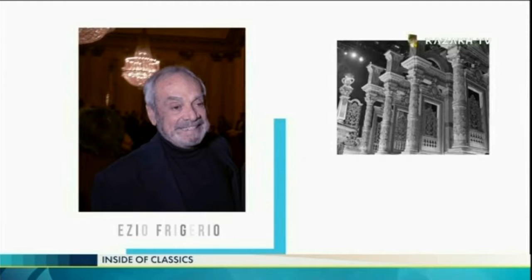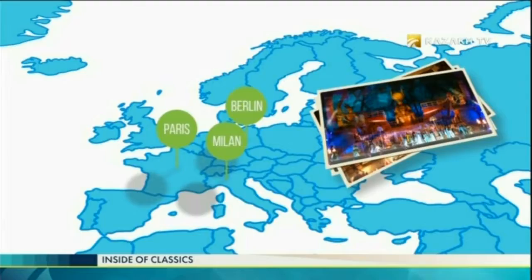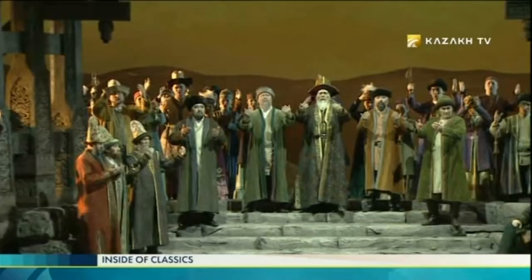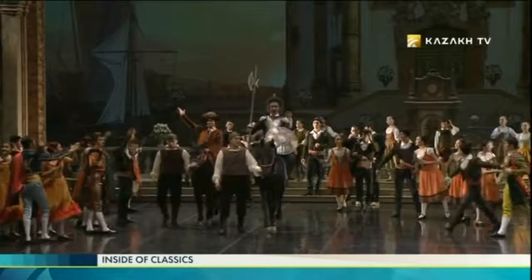Ezio Frigerio is a well-known Italian stage designer. He took part in the creation of the sets and costumes of the famous performances of the major theaters of Milan, Paris, and Berlin, the author of the unique scenery of the theater Astana Opera. Under his leadership, the opera performances Abai and Madame Butterfly were created, as well as ballet productions La Bayadere, Don Quixote, Sleeping Beauty, Swan Lake, and Bakhtisarai Fountain.